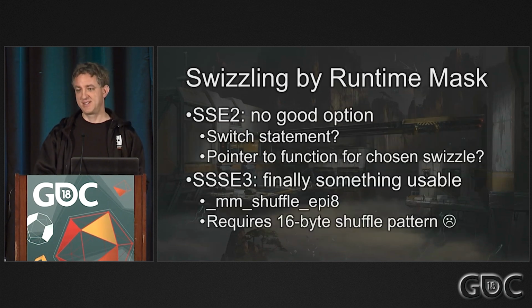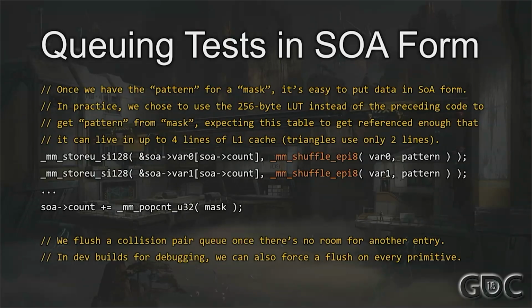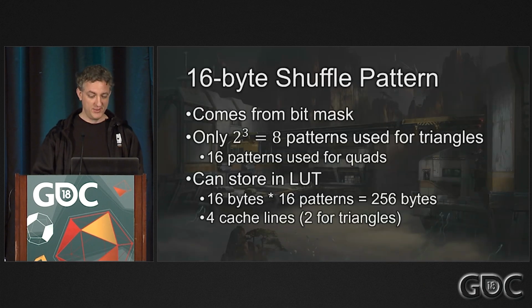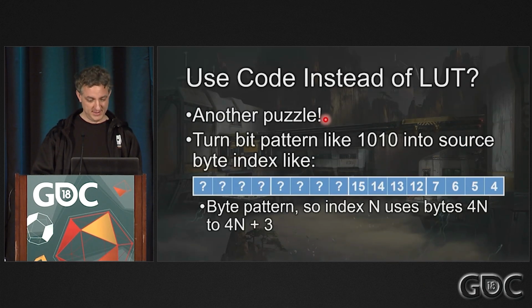There's no good option in SSE, but Supplemental SSE 3 finally added something usable, this shuffle that takes a 16-byte shuffle pattern that says where each byte goes. It's something, but yeah. So we'll end up with this code for each field that we're putting in our structure of arrays to collide against. So this is how we enqueue. We still need to find the pattern, so we need to get it out of a bit mask.